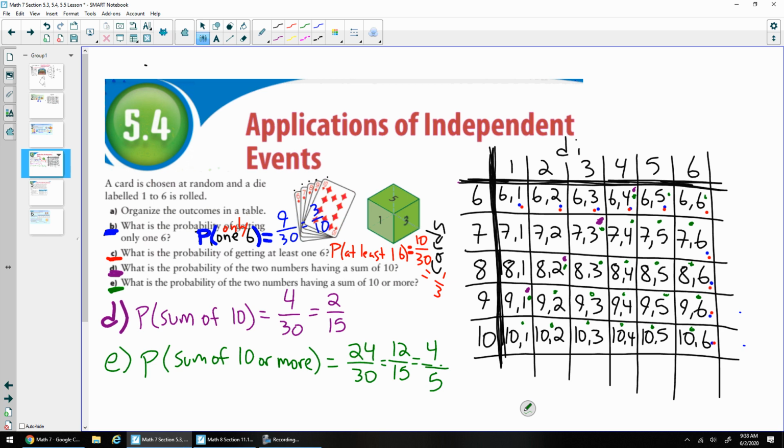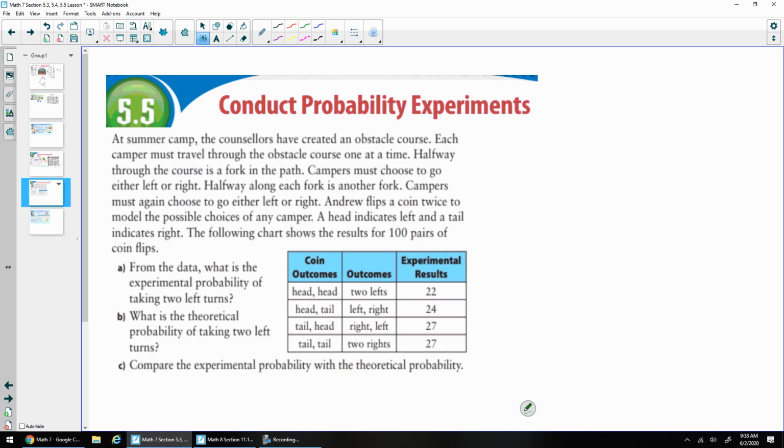Okay, so you can see it was very useful to have this table written out for finding some of these more difficult probabilities, or the number of outcomes. Okay, so hopefully that makes sense. Sorry, I got a little bit messy there. Just watch it again if you are a bit confused. Okay, and the last section is just quickly on conducting probability experiments.